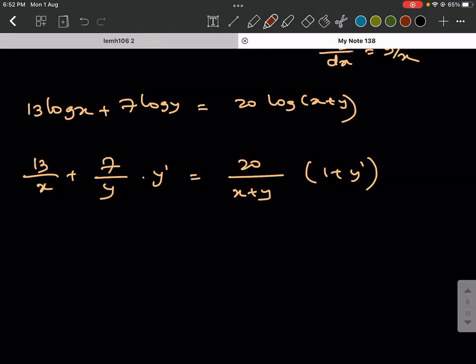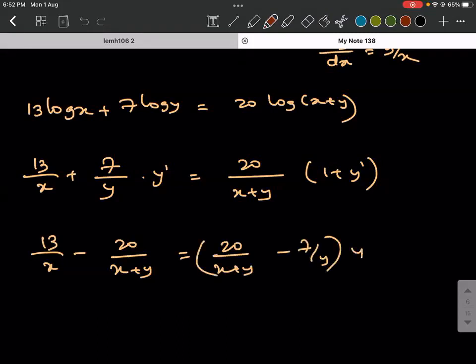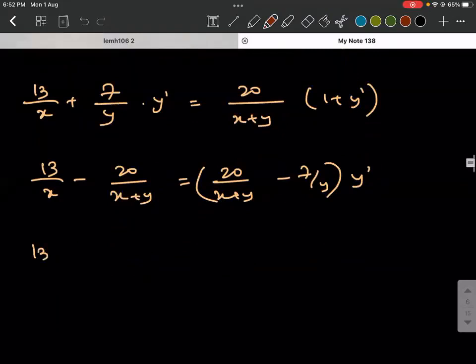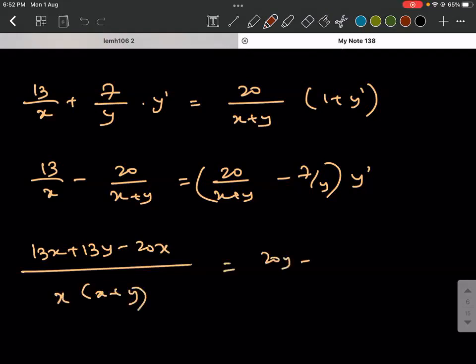So collect all the y dash terms. 13/x minus 20/(x+y) is equal to (20/(x+y) minus 7/y) the whole y dash. So (13x + 13y minus 20x) divided by x into (x+y) is equal to (20y minus 7x minus 7y) divided by y into (x+y) into y dash.